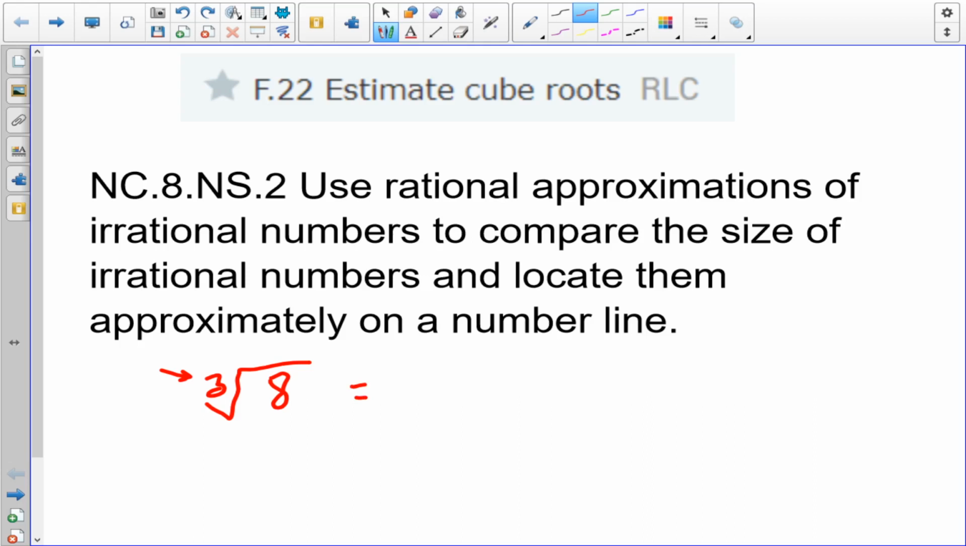So what do you multiply by itself 3 times to get 8? Well, I'll tell you. It's 2 because 2 times 2 times 2 equals 8. So the cube root of 8 is 2.